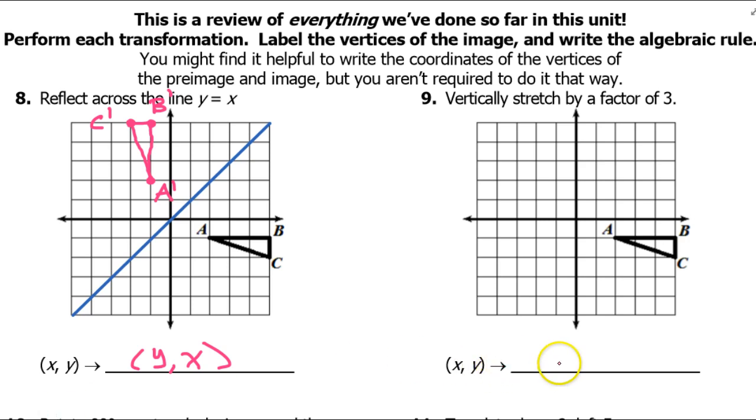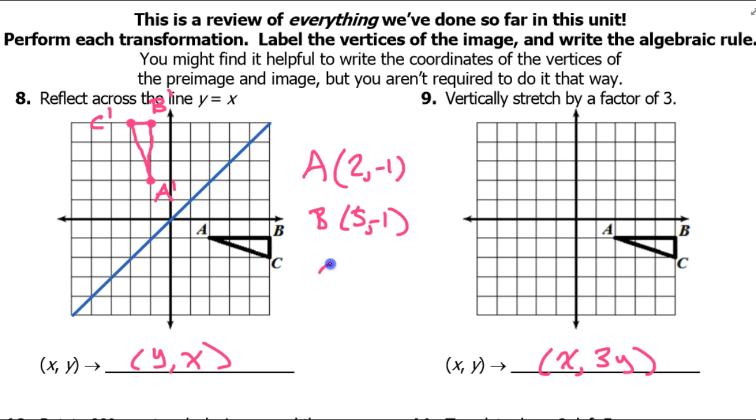Now I said this was review, but I'm not sure we've talked about one like problem number 9 before. If we do a vertical stretch by a factor of 3, we are only stretching the y value. So the new coordinate should be x, comma, 3y, because we're just multiplying all the y values by 3. So for example, the coordinates of A are 2, -1, and the coordinates of B are 5, -1, and the coordinates of C are 5, -2.